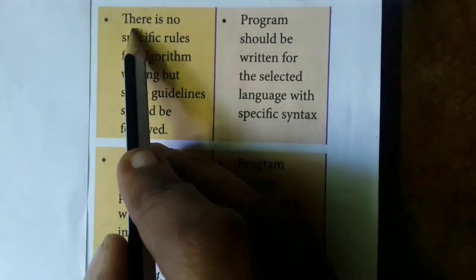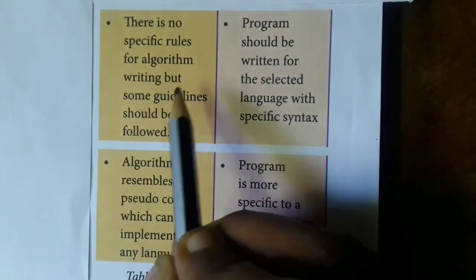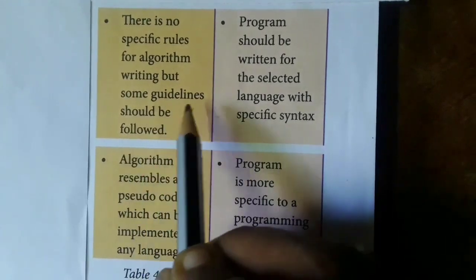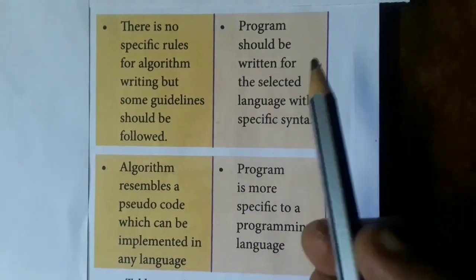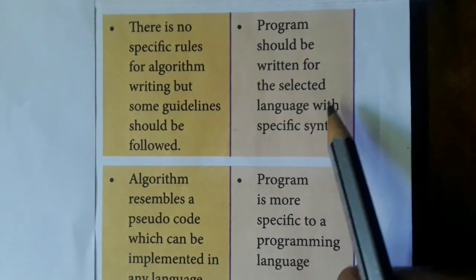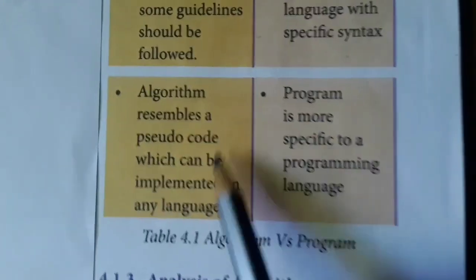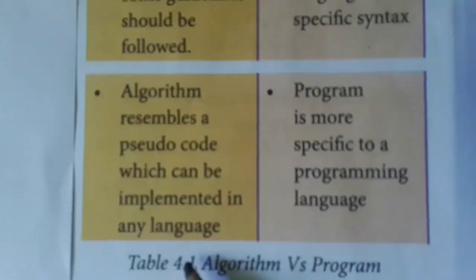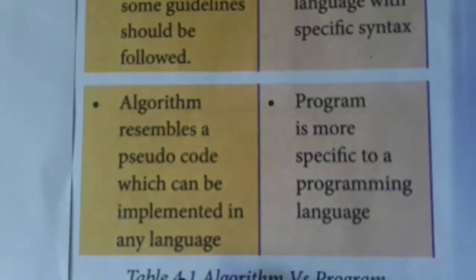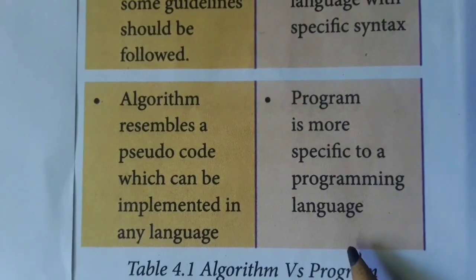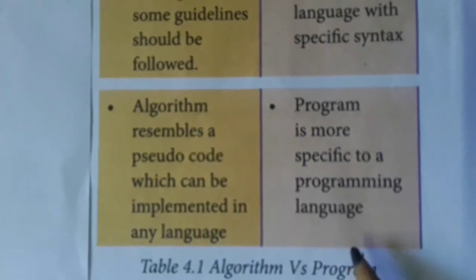Next point, there are no specific rules for algorithm writing, but some guidance should be followed. But in the case of program, the selected language syntax has to be followed. Algorithm resembles a pseudocode which can be implemented in any language. Program is more specific to the programming language.